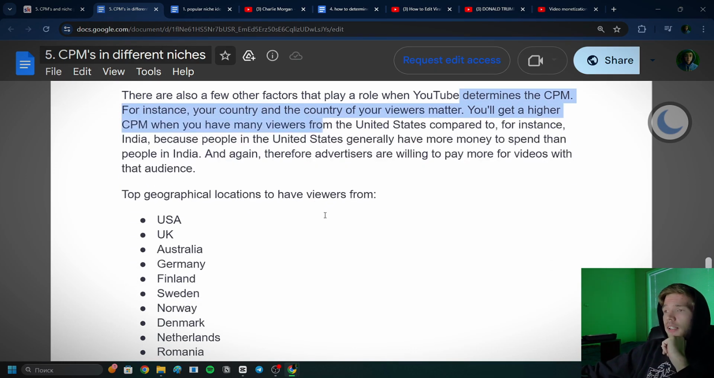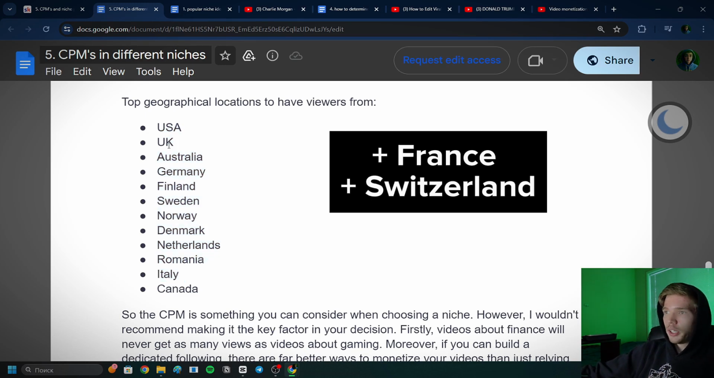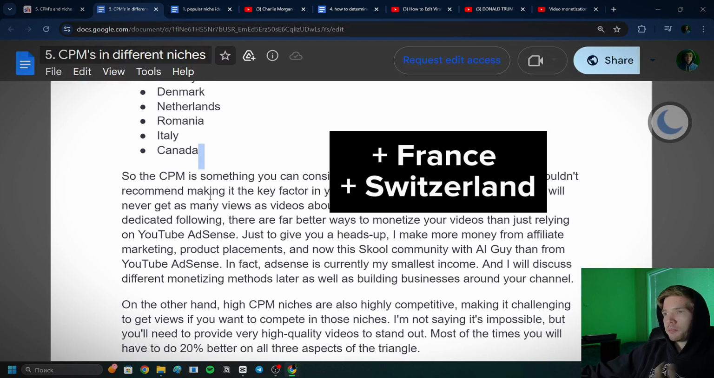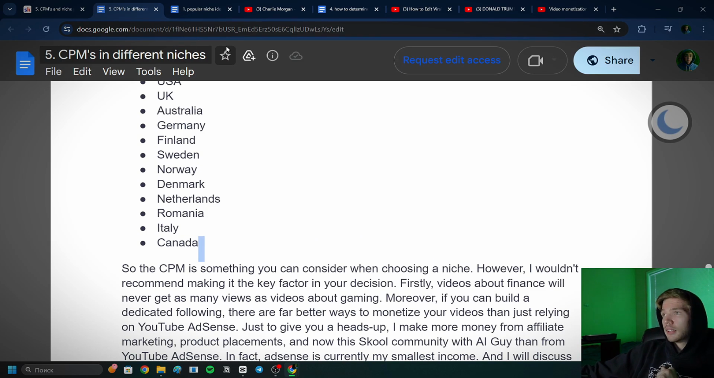In fact, here are the premium countries that you really want to target viewers from. Viewers from these countries have ultimately the highest buying power. So it's USA, United Kingdom, Australia, Germany, Finland, Sweden, Norway, Denmark, Netherlands, Romania, Italy, Canada. Maybe we could add France, arguably. Switzerland, I forgot to add. Write it down, please. So the CPM is something you can consider when choosing a niche.